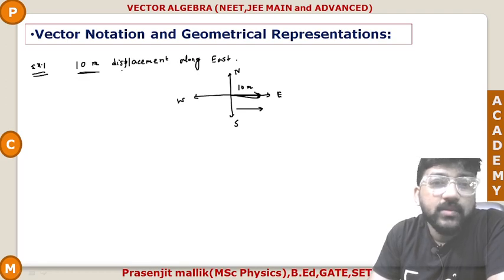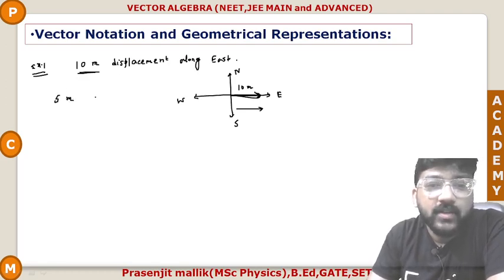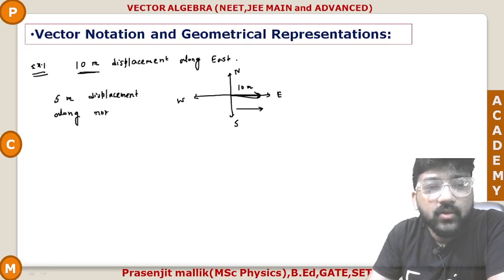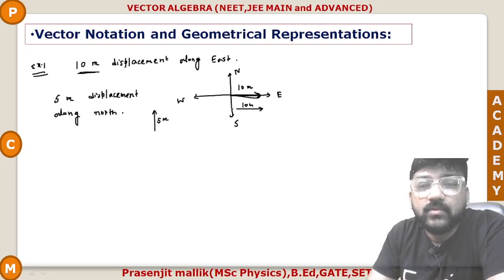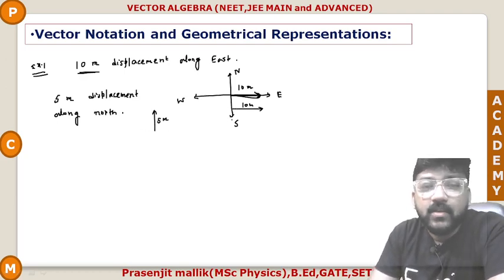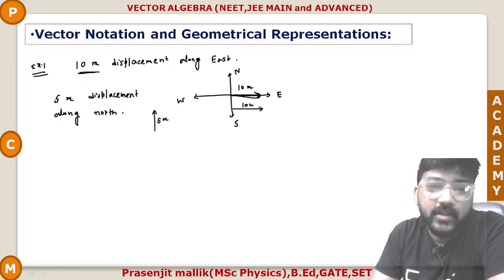Similarly, suppose a 5-meter displacement along north. How can you represent it? This is the north direction, so we can use this. This is 5 meters and this is 10 meters, so obviously it should be greater than this 5 meters. The straight line we have drawn here denotes the magnitude, that is 10 meters, and this arrow sign is actually the direction. Similarly, here the length of this line should be 5 meters, and the arrowhead denotes that it is pointing towards the north direction. Similarly, here it is pointing towards the east direction.